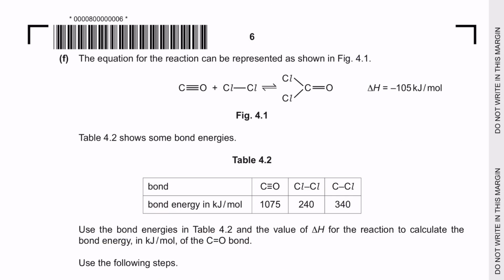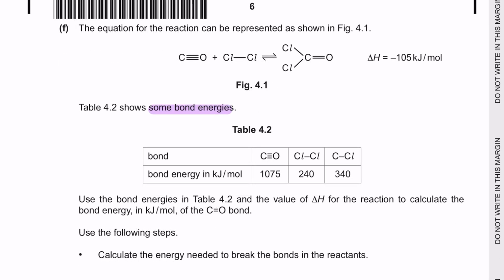Next, question F. The equation for the reaction can be represented as shown in figure 4.1. Table 4.2 shows some bond energies. Use the bond energies in table 4.2 and the value of enthalpy to calculate the bond energy in kilojoules per mole for the C=O bond. So we are looking to calculate the bond energy of this particular bond.